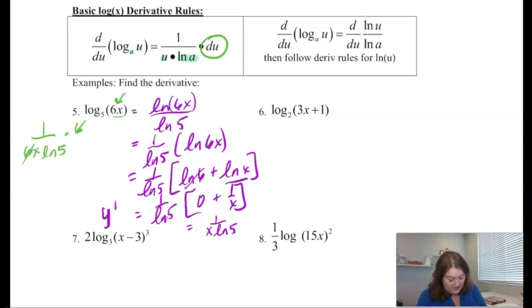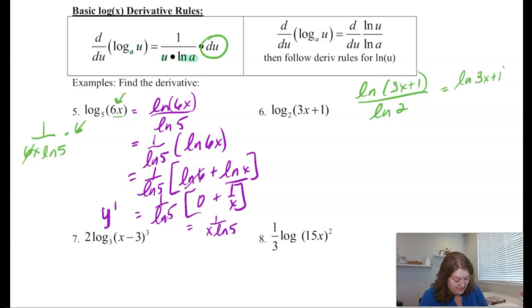So in the next one, let's see. I'm going to do ln of 3x plus 1 over ln of 2. Okay, next step is I'm just going to think of that ln of 2 like a constant. So I'm going to call this ln of 3x plus 1 with a constant in front of it of 1 over ln of 2.